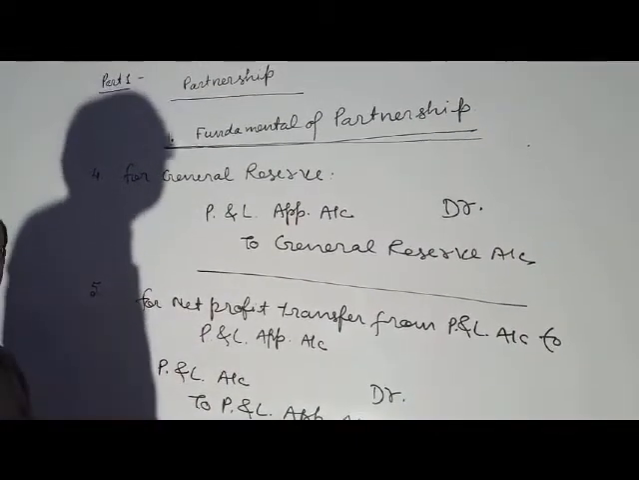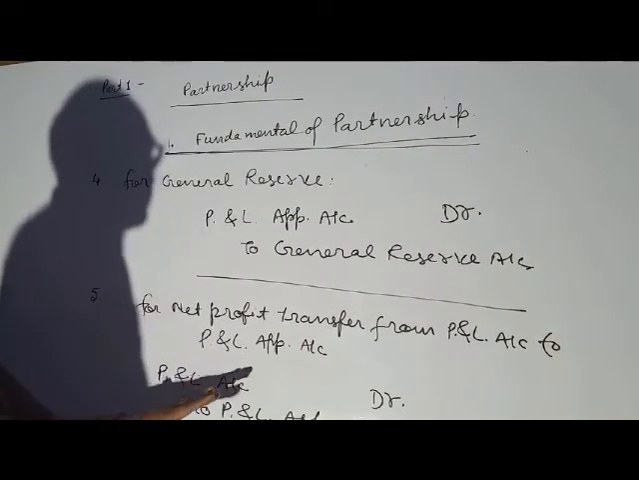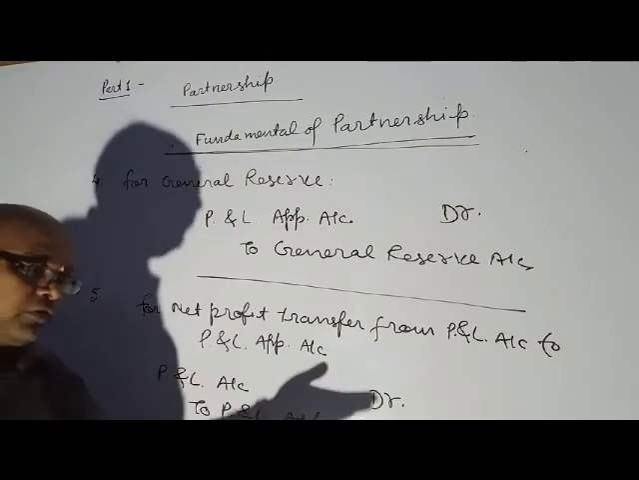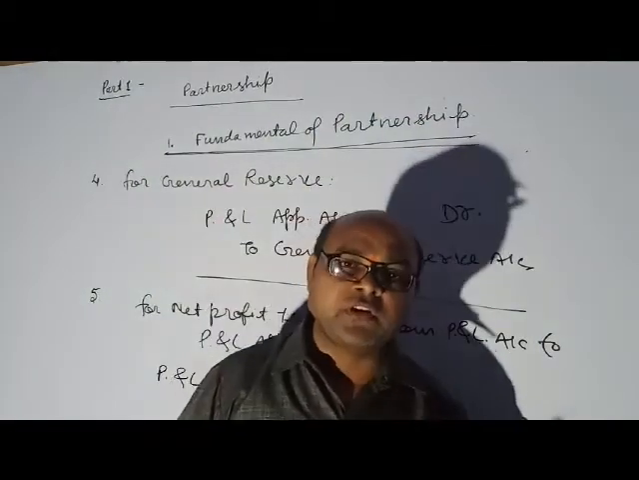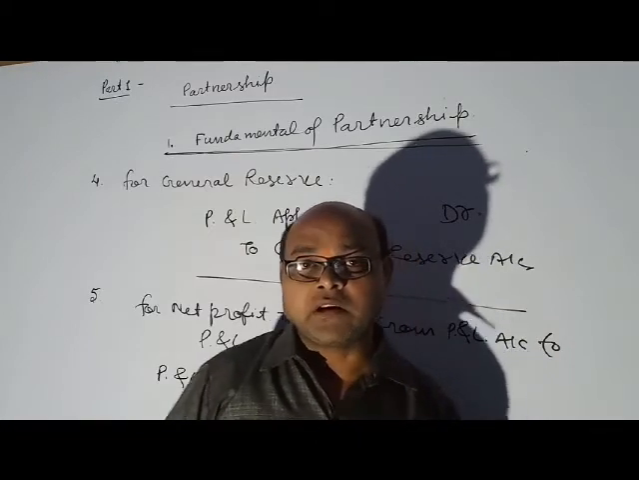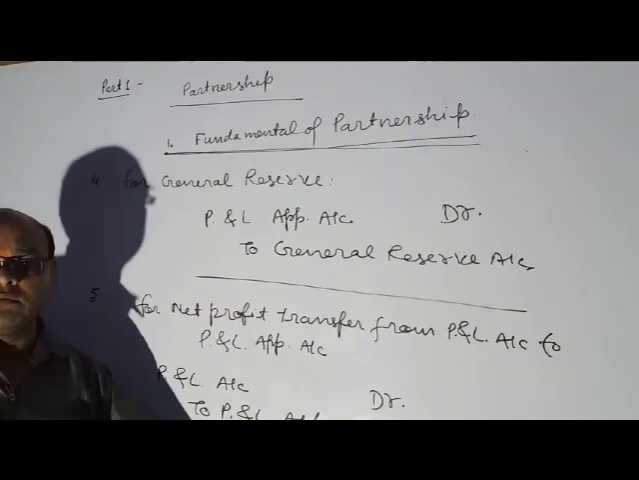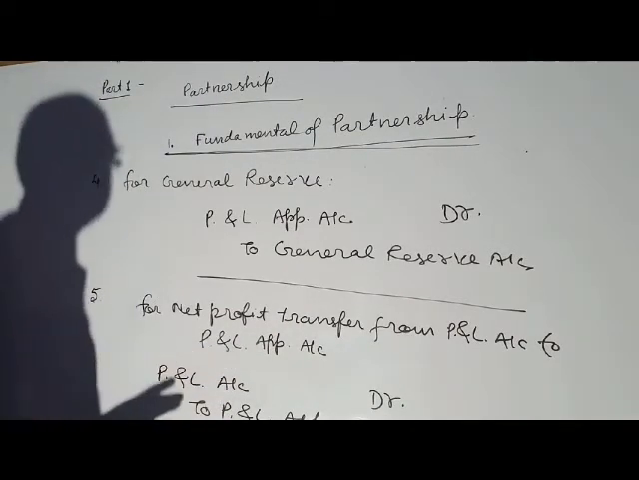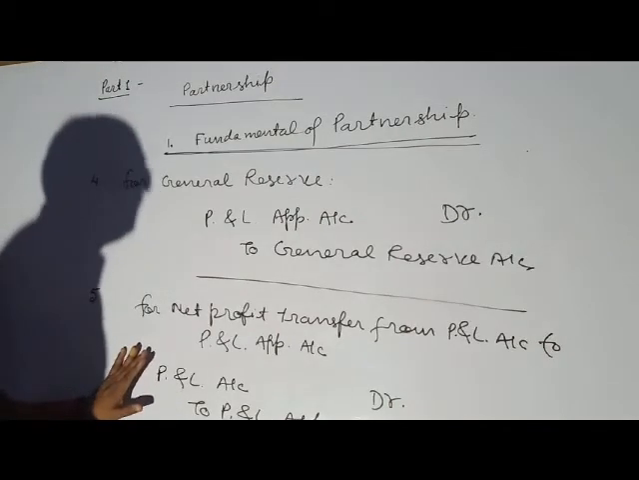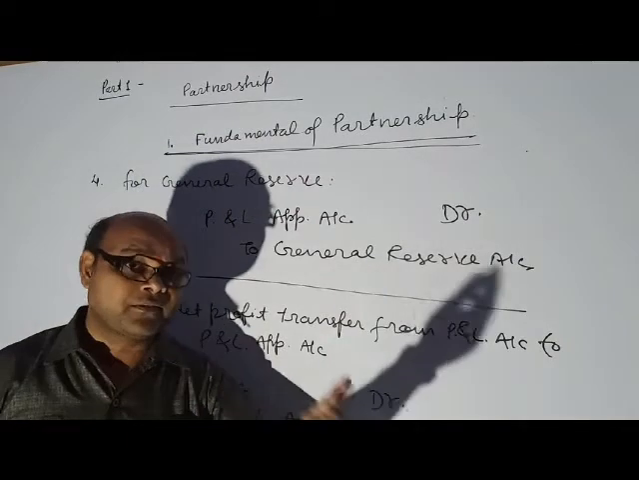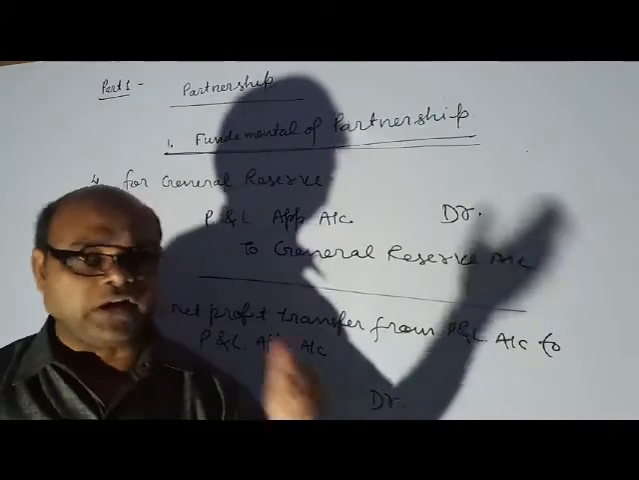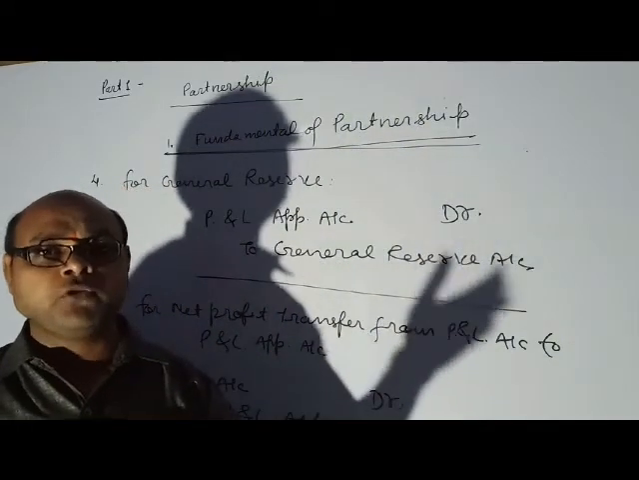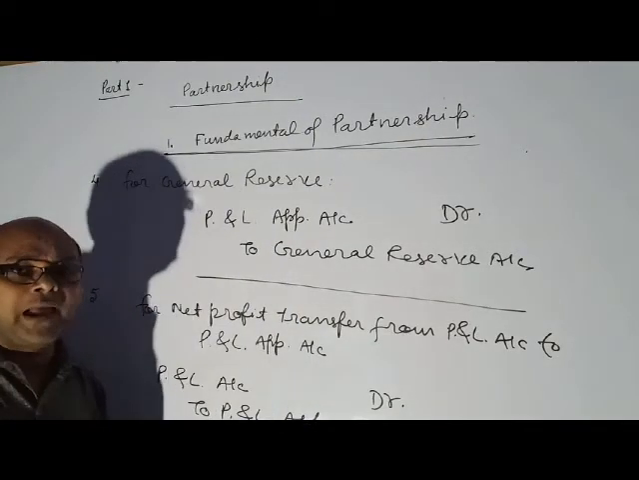In the case of loss, there is no need to transfer from the PL account to the PL appropriation account. You have always seen the entry of loss is the reverse of the profit, but here it is not required. For the loss, we cannot pass the entry PL appropriation account debit to PL. Why? Because appropriation, as I have already explained, means a distribution of the profit. If there is no profit in the firm, there is no need of distribution of the profit. So no need of the appropriation account.